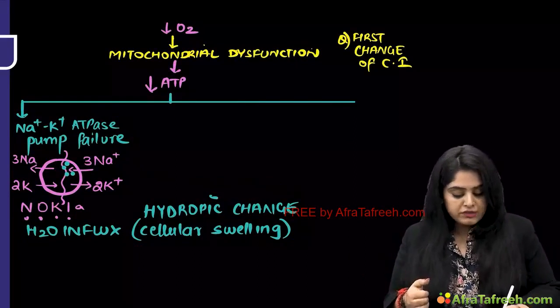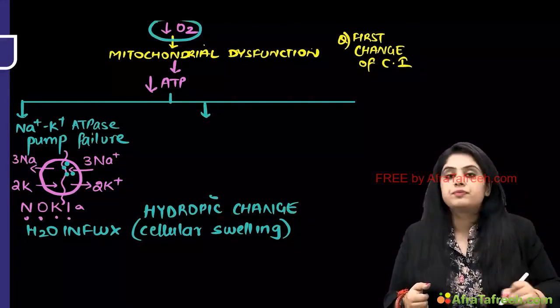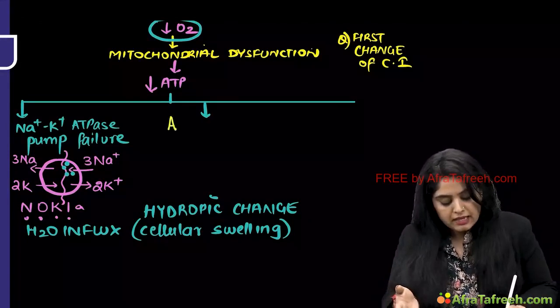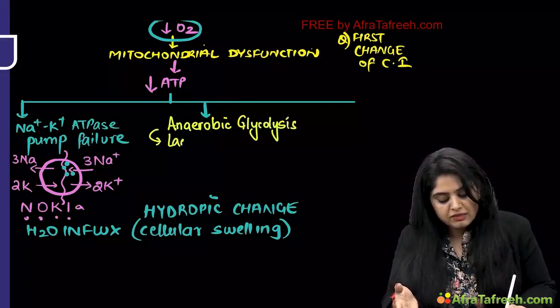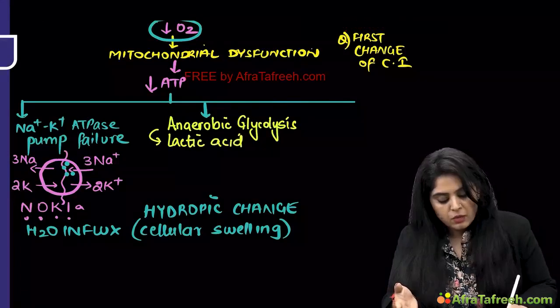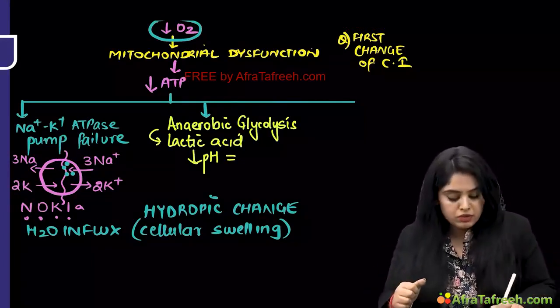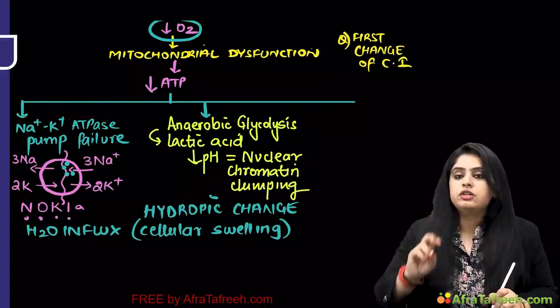Apart from that, what is the second thing or the second event that is going to take place? Please note, when there is no oxygen, hypoxia, which kind of glycolysis will occur? This is going to result in anaerobic glycolysis. Guys, what is the byproduct of anaerobic glycolysis? It is going to result in lactic acid production. Lactic acid means that the pH of the body is going to go down. When the pH of the body goes down and becomes acidic, what is going to happen to the nucleus? There is nuclear chromatin clumping. That's the next change that is going to happen. There is nuclear chromatin clumping that I notice. The second change of cell injury.